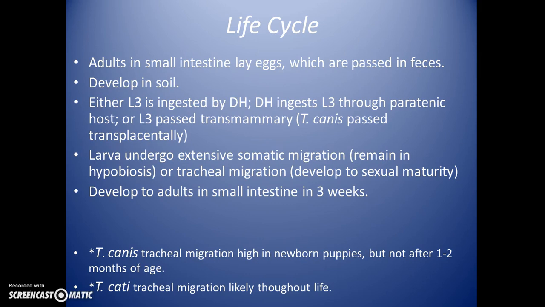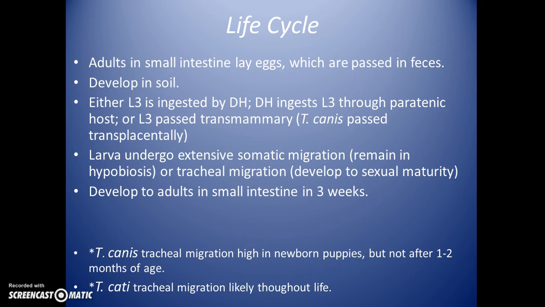Now, once the larva has been ingested or is inside the body of the host, it undergoes extensive somatic migration, meaning it's migrating through the body, or it starts to migrate through the trachea. So it migrates through the body up to the trachea, where it can develop to sexual maturity. At that point, it's coughed up out of the trachea, it is swallowed down into the stomach, and heads to the small intestine, where it can develop into an adult.